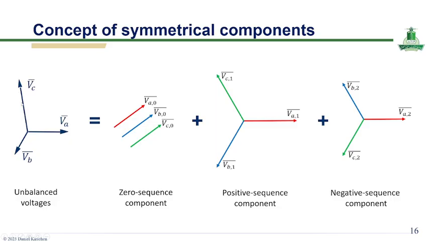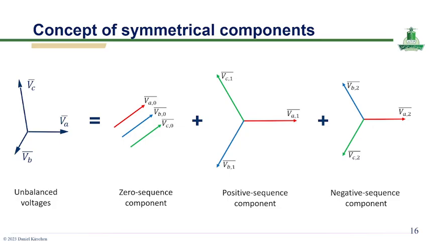On the left-hand side of this slide, we can start with the original unbalanced voltages, which do not have equal magnitudes or proper phase relationships, and these are then expressed as the sum of three distinct components: zero sequence, positive sequence, and negative sequence.